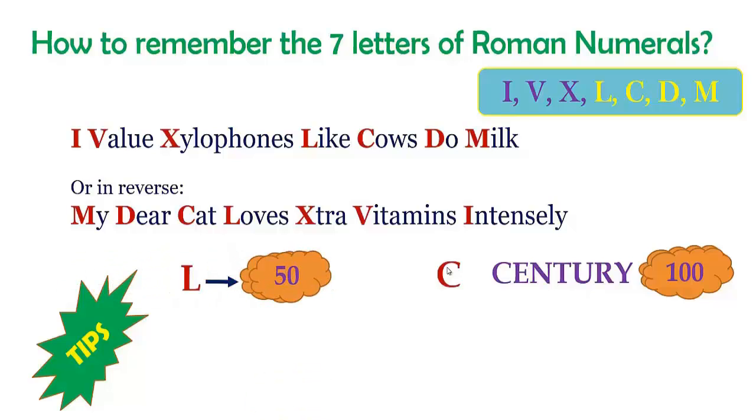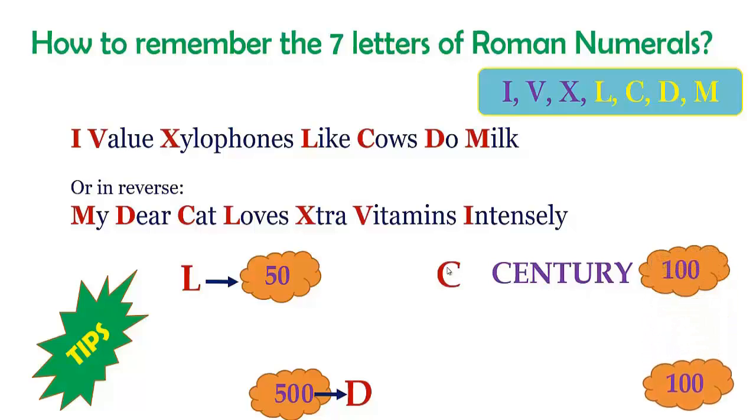To remember the value of D, remember the value of L, and to that just add a 0, which will give you the value of D, that is 500. Next, to the value of C, if you add a 0 at last, it gives the value of M, which is 1000. So L 50, C 100, D 500 and M 1000.